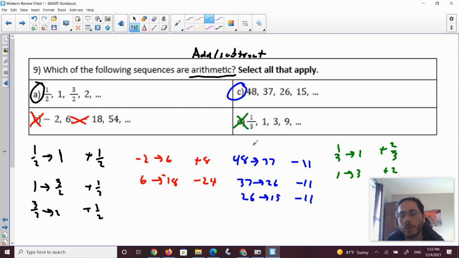For D, if I didn't want to work with the fraction, I could see 1 to 3 would be 2, and then 3 to 9 is going to be 6. So you could also see it with the whole numbers if you want. Same deal, if you are more comfortable with the decimals, you can turn all the fractions into decimals and then work from there.